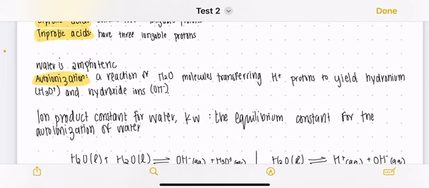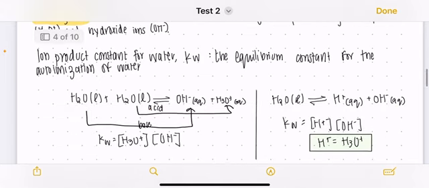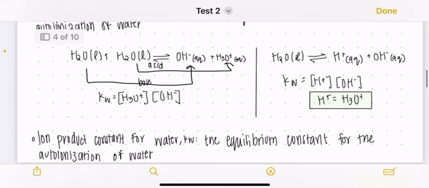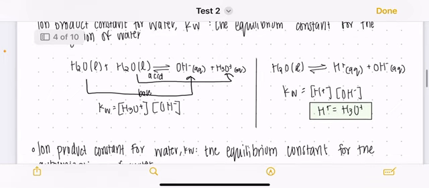Water is amphoteric. Autoionization is a reaction of water molecules transferring protons to yield hydronium, H3O+, and hydroxide ions, OH-. The ion product constant for water, Kw, is the equilibrium constant for the autoionization of water. Its value is 1.0 times 10 to the negative 14.